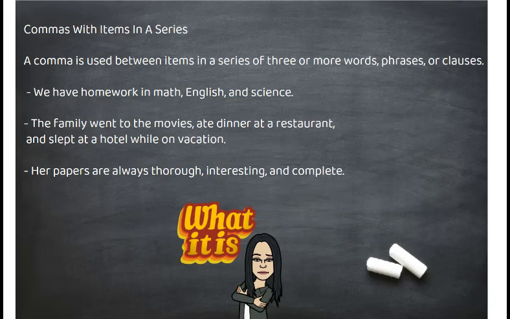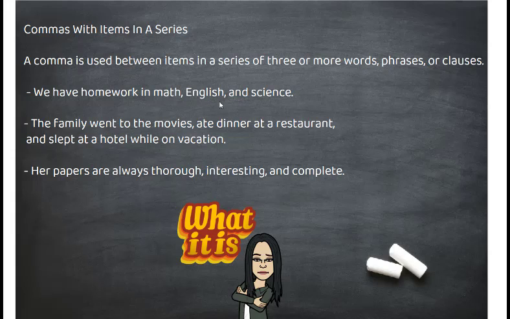Next, we have commas with items in a series. So I think this is a pretty common rule for people, but I include it just because I wanted to highlight that you can list out many things. You can list out on a word level, list out on a phrase level, or to provide descriptive words, right? So here we have homework in math, English, and science. Okay, so we have our commas in the spot to list them out individually.